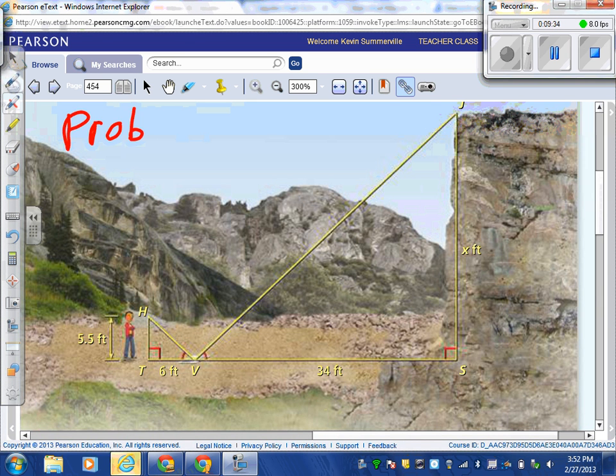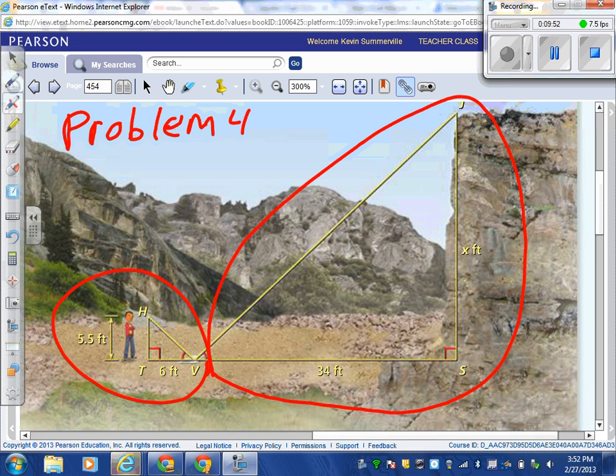In problem 4, we're taking a look at two triangles out in the canyon. See if you're given this information along with this information to find what this side equals over there. So we're trying to find out what x equals when you're given the height of this person. You're given the distance away. And can you use that information to find out what x is?